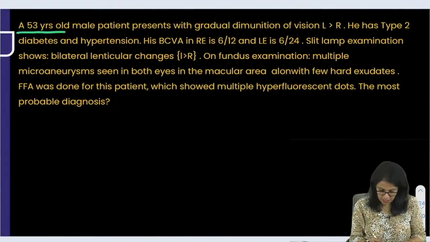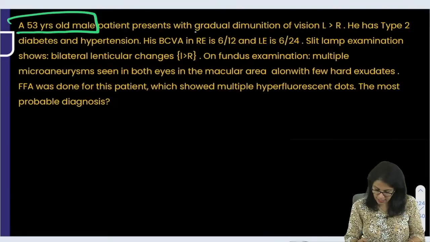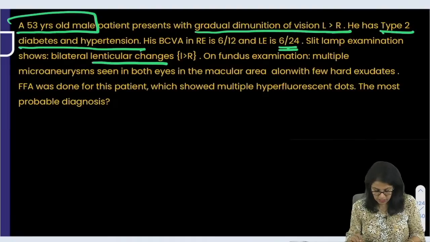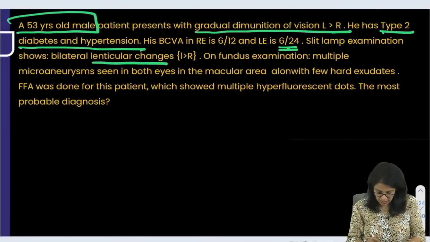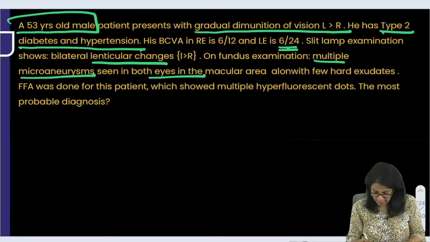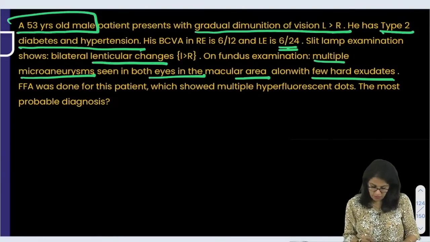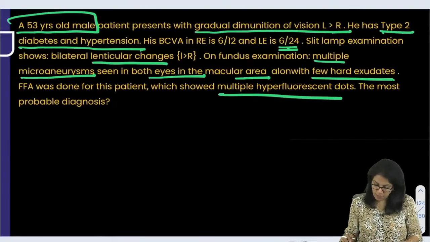Okay, he is a 53-year-old male patient with gradual diminution of vision, where the left is diminished more. He has type 2 diabetes and hypertension. So what is happening? Left eye best corrected has gone up to 6/24. On slit lamp examination we see lenticular changes. On fundus picture we see multiple microaneurysms in both eyes in the macular area along with a few hard exudates. Even fluorescein angiography is showing you multiple hyperfluorescent dots.